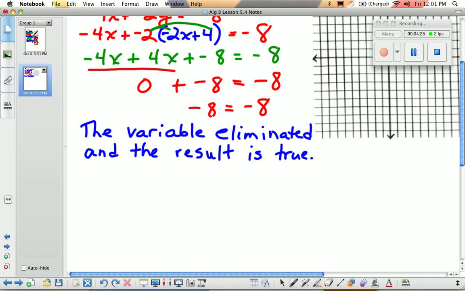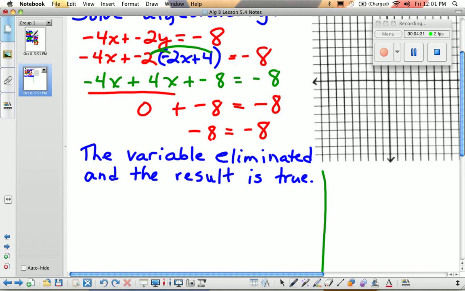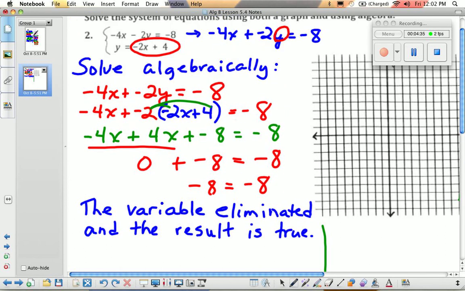Okay, well then let's do this. Let's just sidetrack for a moment. Let's go over here and do the graphing. Let's graph and see what happens, and then maybe that'll help us out. So we're going to solve by graphing next.